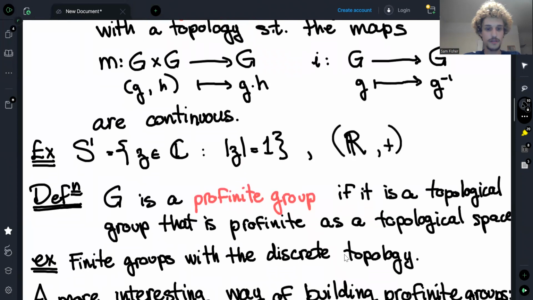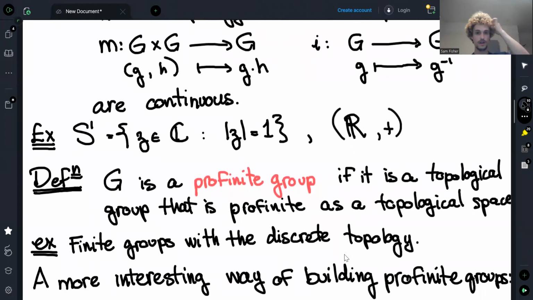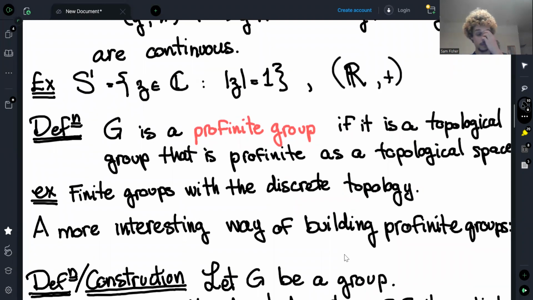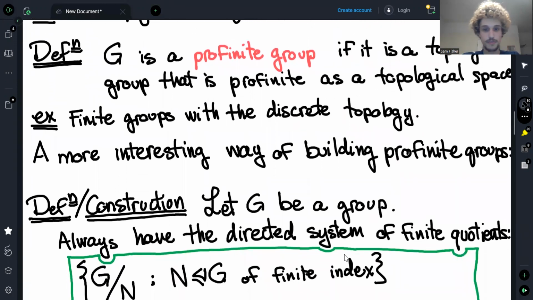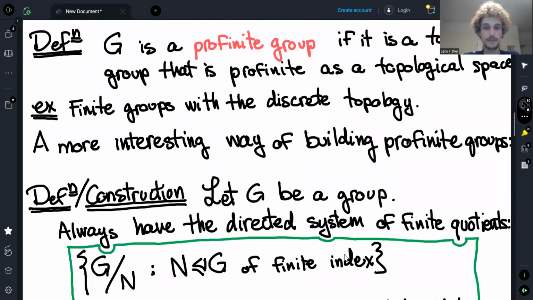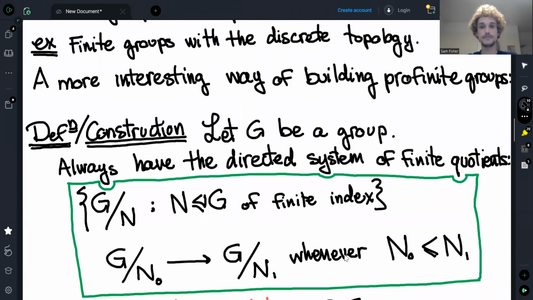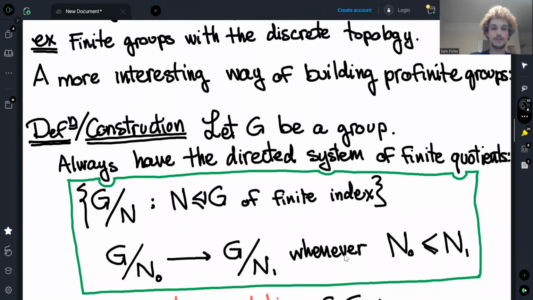Okay. So a more interesting way of making profinite groups, which will appear a lot in the conference, is via the profinite completion. So I want to explain how to do this now. So this is the definition and construction. For any group, just an abstract group, you always have this directed system. I call it here the directed system of finite quotients. The elements of the directed system are finite quotients of the group, so G mod N, whenever N is a normal subgroup of G of finite index.